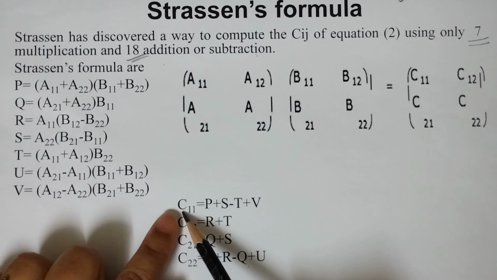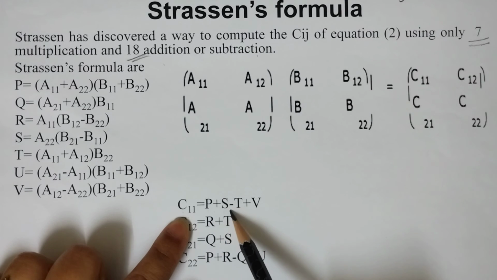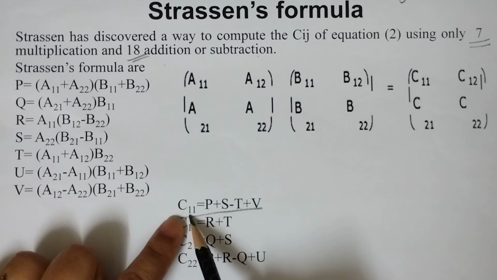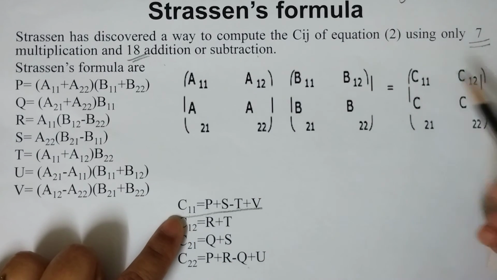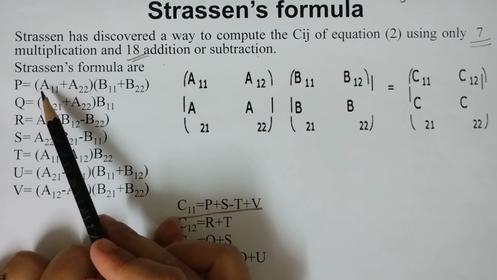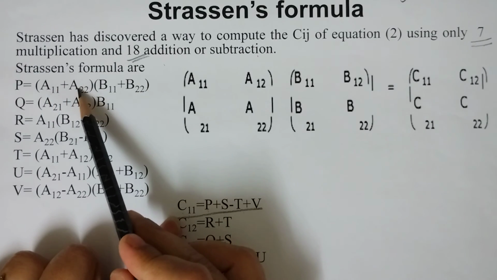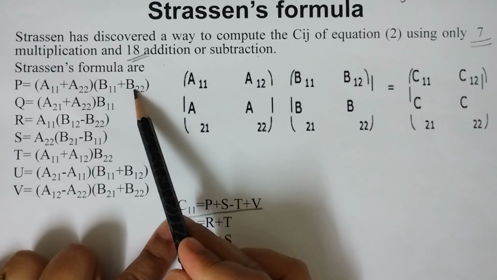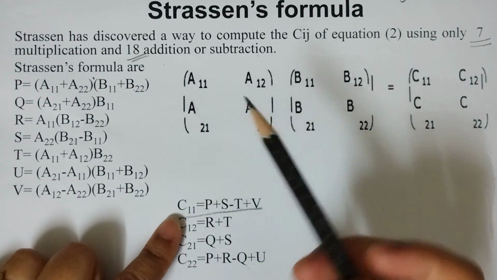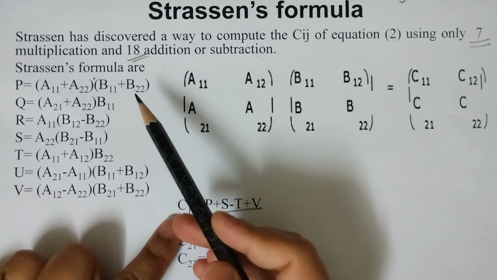If you want to find the value for C11, here you have P plus S minus T plus V. Okay, so if you do this, you can find the answer for C11. And what is this P? This P is given here. What you need to do for P? So instead of performing multiplication, you can see here, you have performed the addition operation 2 times and multiplication 1 time. But in general, what we will do? We will perform multiplication 2 times and addition 1 time.